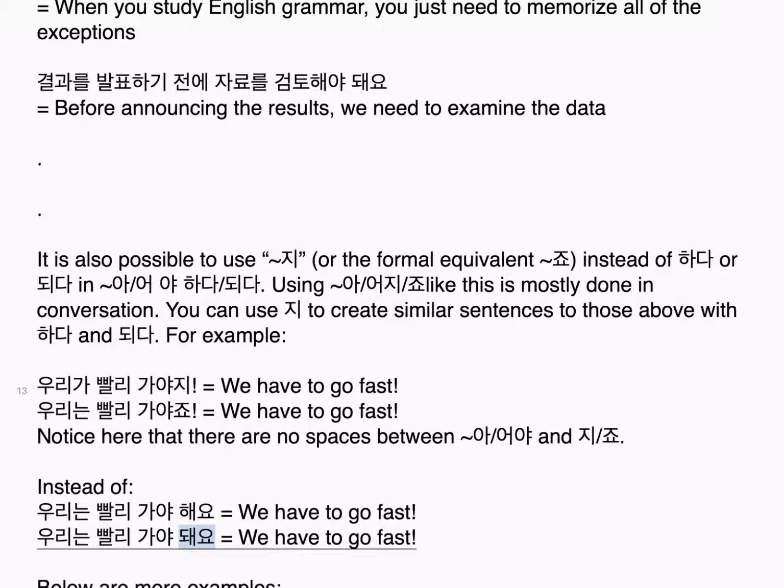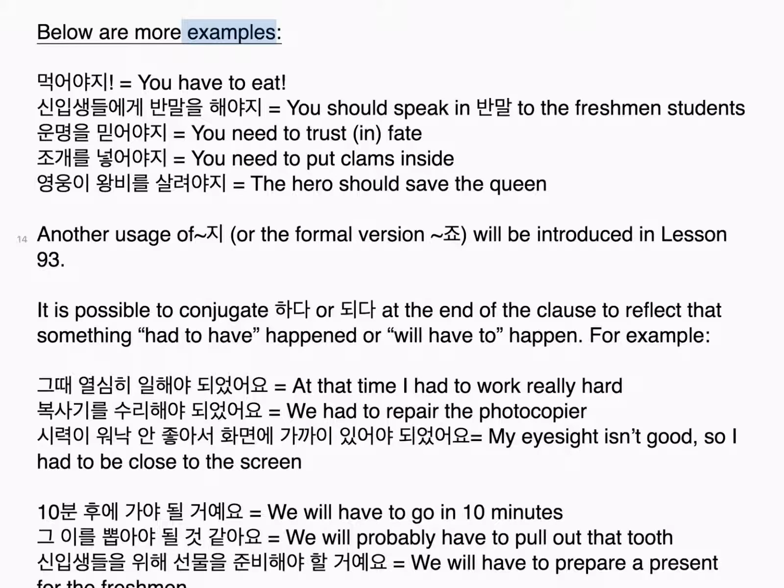우리는 빨리 가야 돼요. We have to go fast. Below are more examples. 먹어야지. You have to eat. 신입생들에게 반말을 해야지. You should speak in 반말 to the freshman students. 운명을 믿어야지. You need to trust in fate.